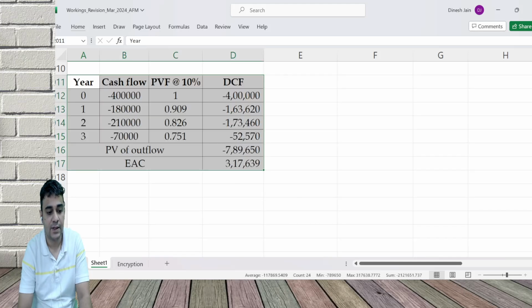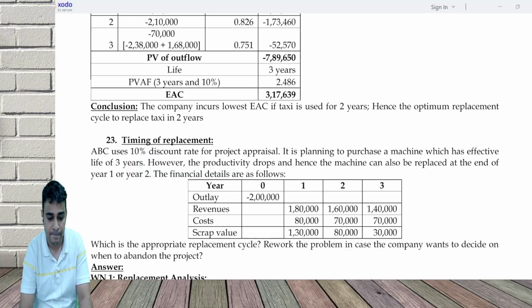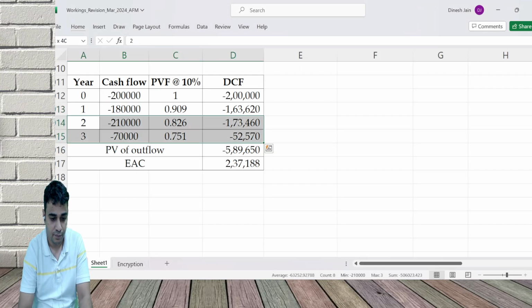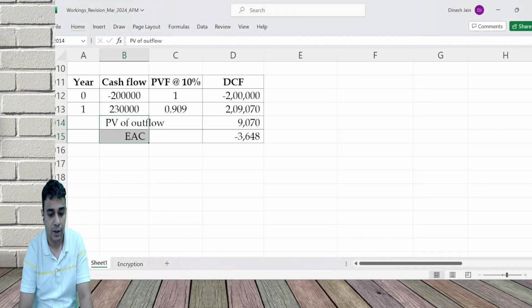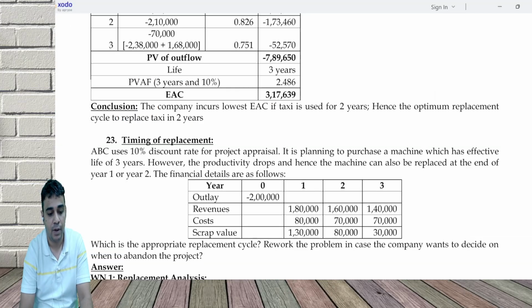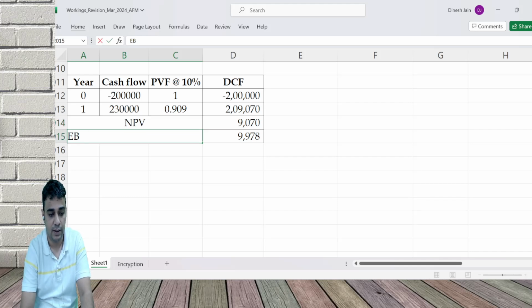The only difference is it will be NPV, I think. So we'll call it as EAB rather than calling it as EAC. Approach remains same. Initial negative 2 lakhs. If you use it for 1 year, you will get 2 lakh 30: 1 lakh of net revenue and 1 lakh 30 of salvage value. Instead of using the word PV of outflow, I'll use the word NPV and EAB.